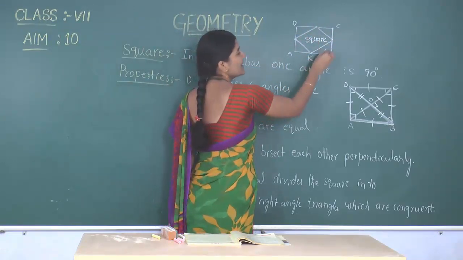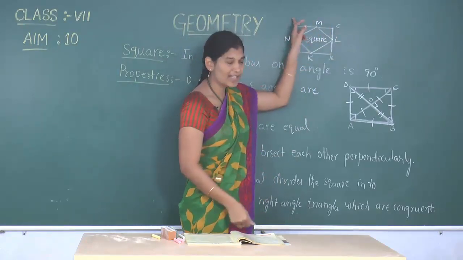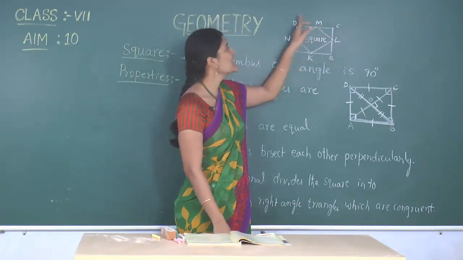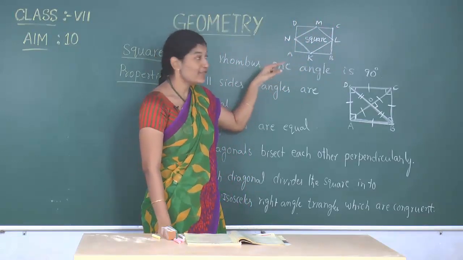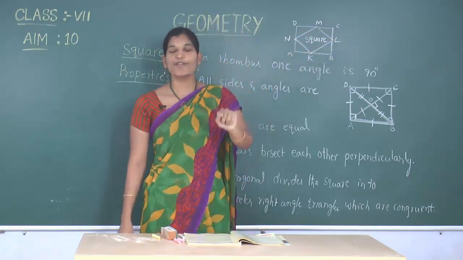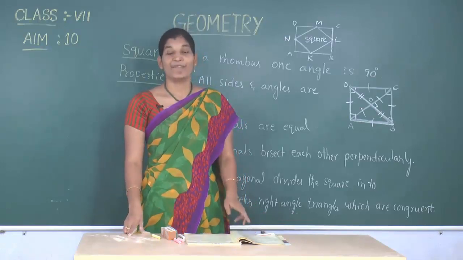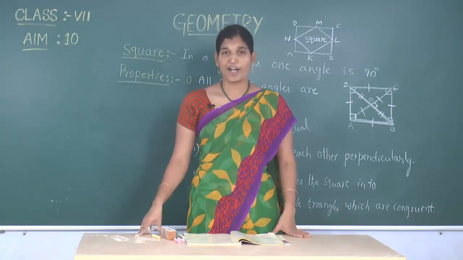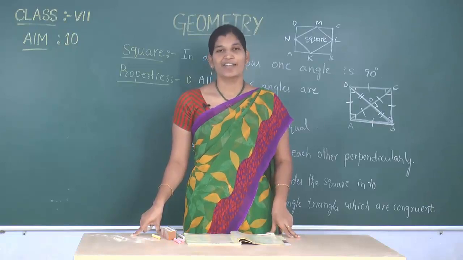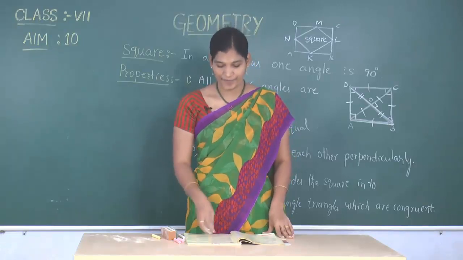Let me give the names here: K, L, M and N. Here ABCD is a square. K, L, M, N are the midpoints of AB, BC, CD and DA respectively. If you join those, then the resultant figure KLMN is also a square. This is a very important property about the square. And now let me explain some important points which are very useful to solve our problems. Now let me tell you.